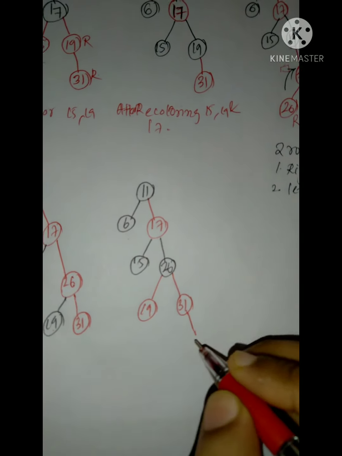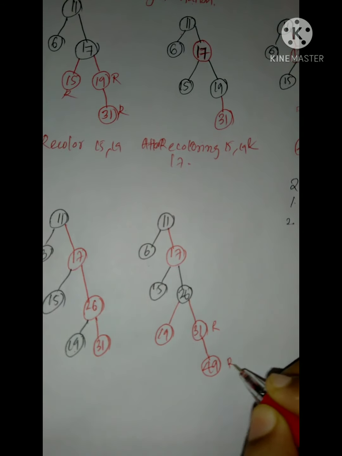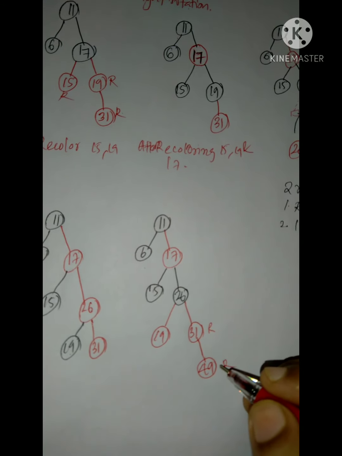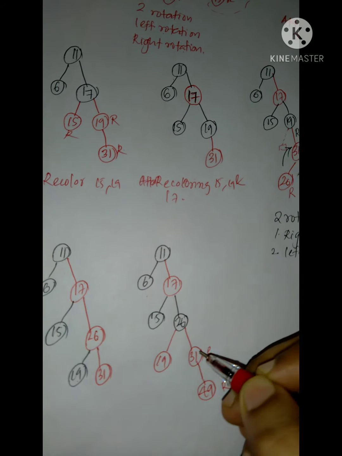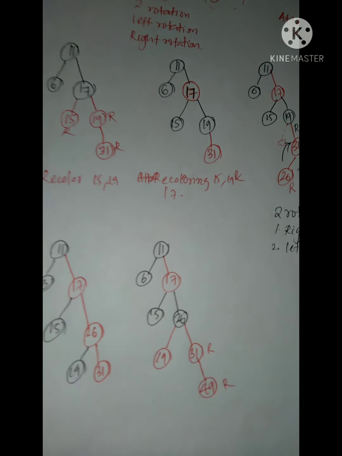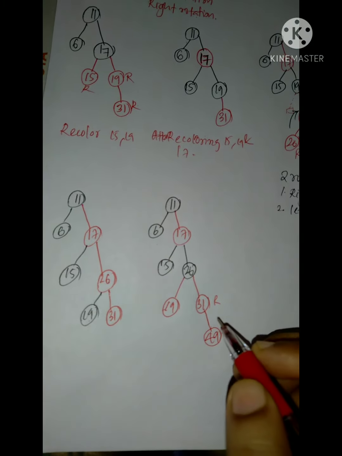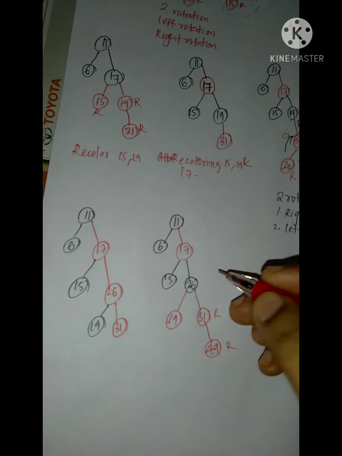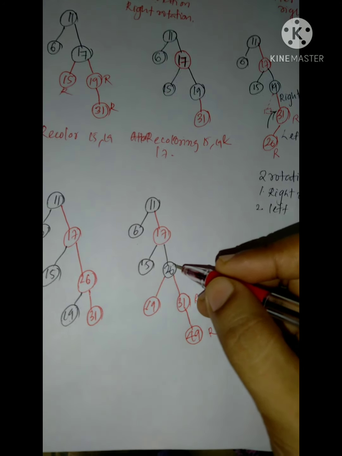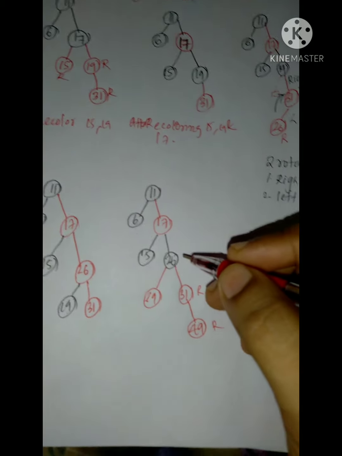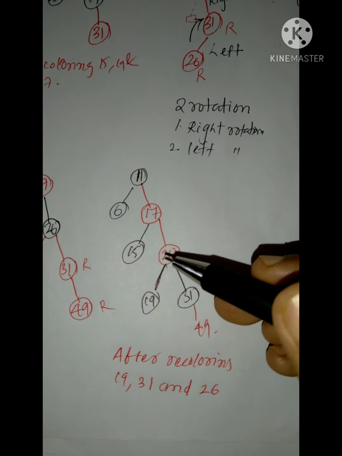node. Okay, and its color will be red. So this is red, this is also red. So here is an RR conflict. So we want to check for the parent's sibling. The parent's sibling is red. So here just recolor 19 and 31. After that you want to check the parent's parent. The parent's parent is not the root node. So the color of 26 will go to red. Okay, here is the new tree after recoloring.